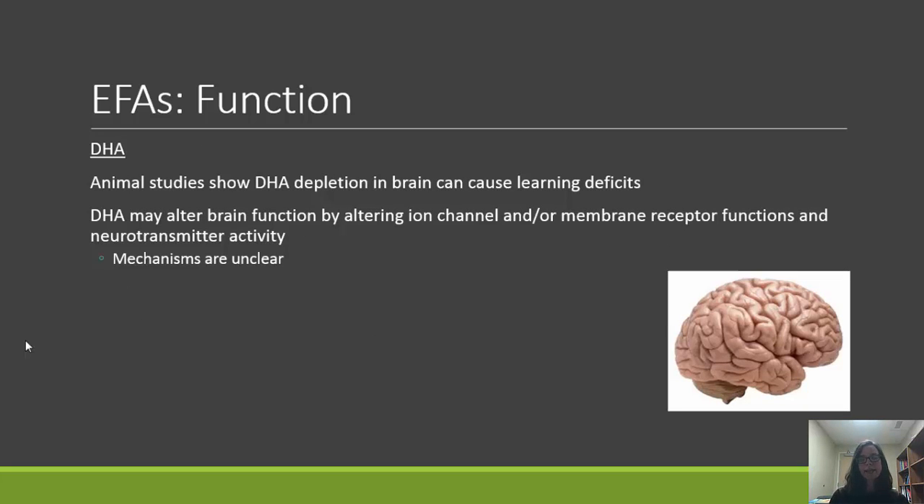Okay, and then again, in addition to the impact on membrane properties and vision, we know that DHA also plays an important role in brain function. From animal studies, we see that DHA depletion in the brain does cause learning deficits. And DHA can alter brain function by altering the ion channel or membrane receptor functions and neurotransmitter activity, though we don't really know exactly how this works.